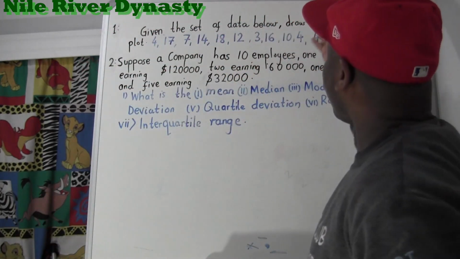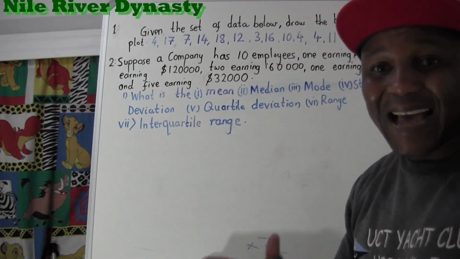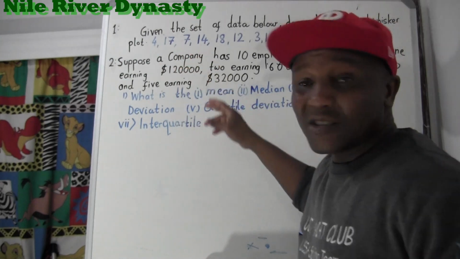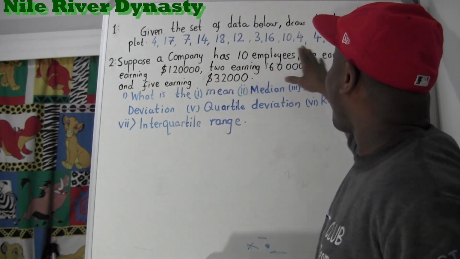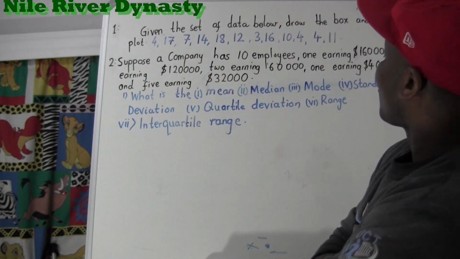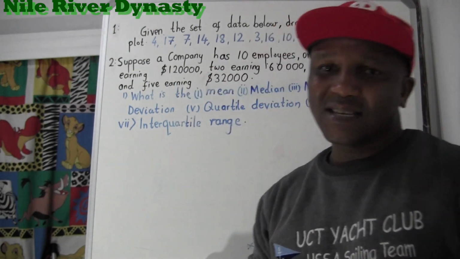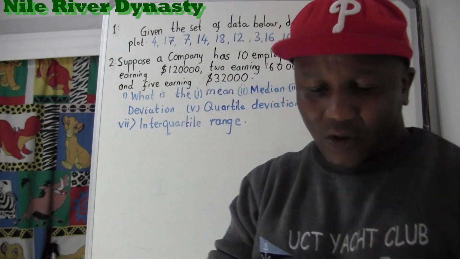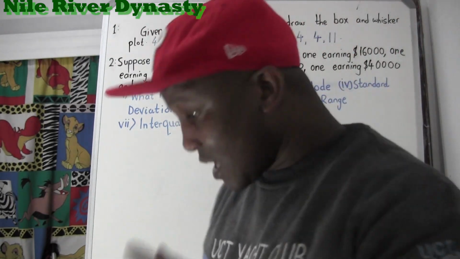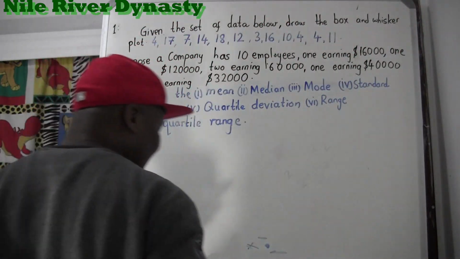Given the set of data below, they give you data: 4, 17, 7, 14, 18, whatever you have, until 11. What do they want? Let's say draw the box and whisker. Drawing a box and whisker is easy. First and foremost, you need to get quartile 1, quartile 2, quartile 3, range, all the data. So let's get started.